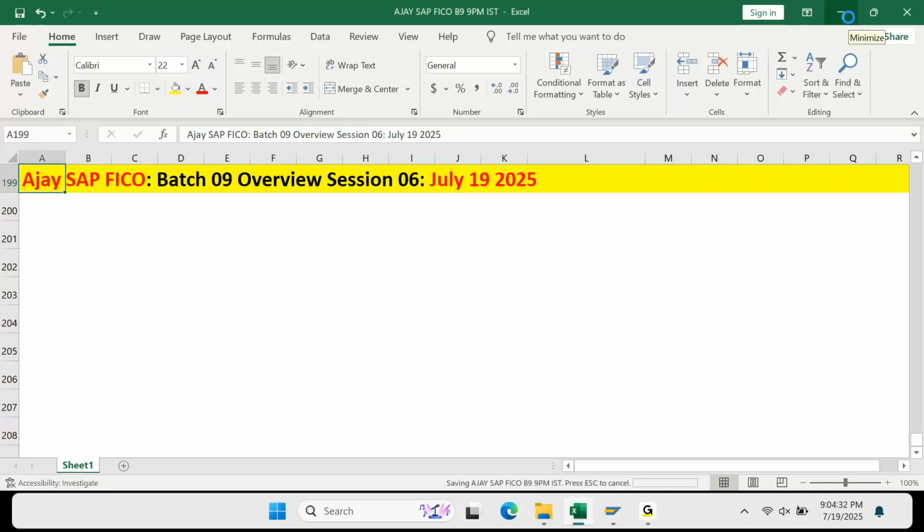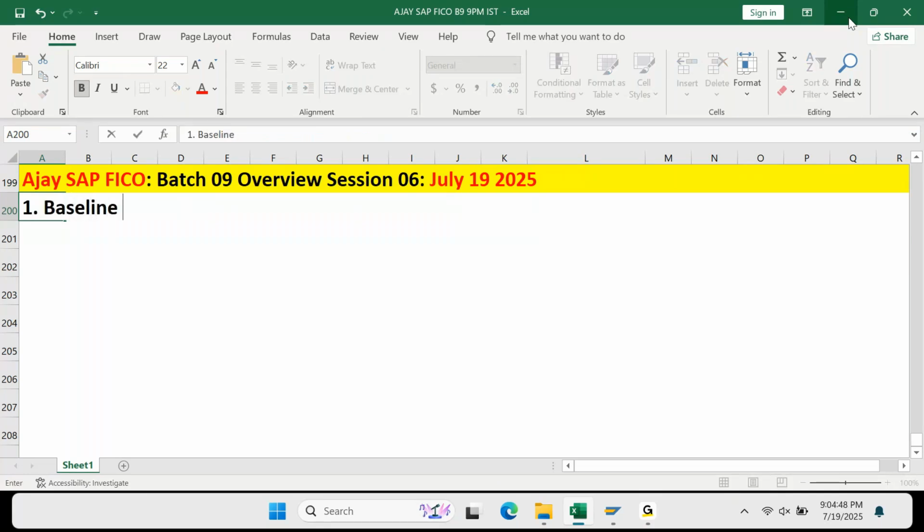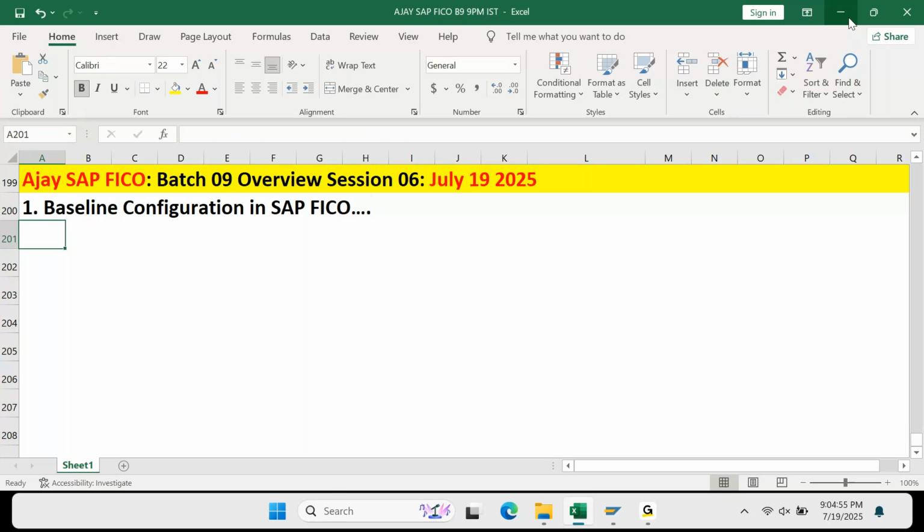Okay, now let us try to understand different functionalities of various submodules within SAP FICO. To begin with, we need to always understand something called baseline configuration in SAP FICO. When we talk about baseline configuration, it is all about understanding a company's business process and business requirement, and accordingly creating the setup in SAP.